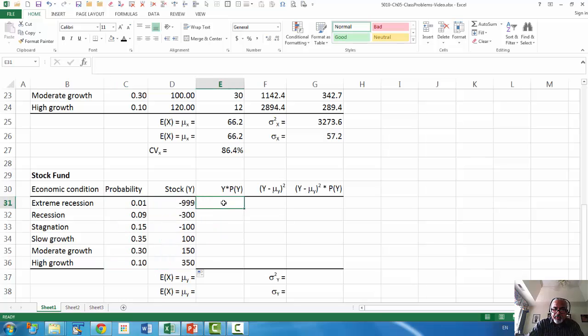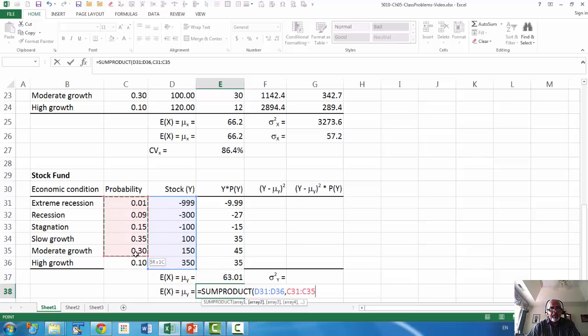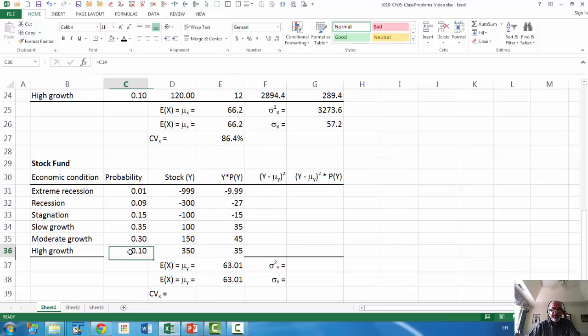Now you multiply Y with the corresponding probability. Now you sum that, you get the expected value of Y. And we can get this from SUMPRODUCT as well. SUMPRODUCT of the outcomes, monetary outcomes, with the corresponding probability. So of course you're going to get the same value for the expected value.